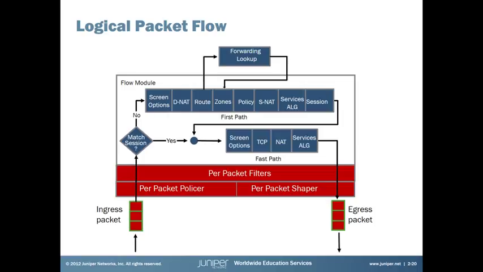Alright, so what we looked at is how a packet comes into the device and the general flow of it as it goes through, where it gets first of all evaluated as to whether it matches an existing session. If it does, it goes through the fast path. If it doesn't, it goes through the first path where we actually set up the session and set up the return traffic for that flow.